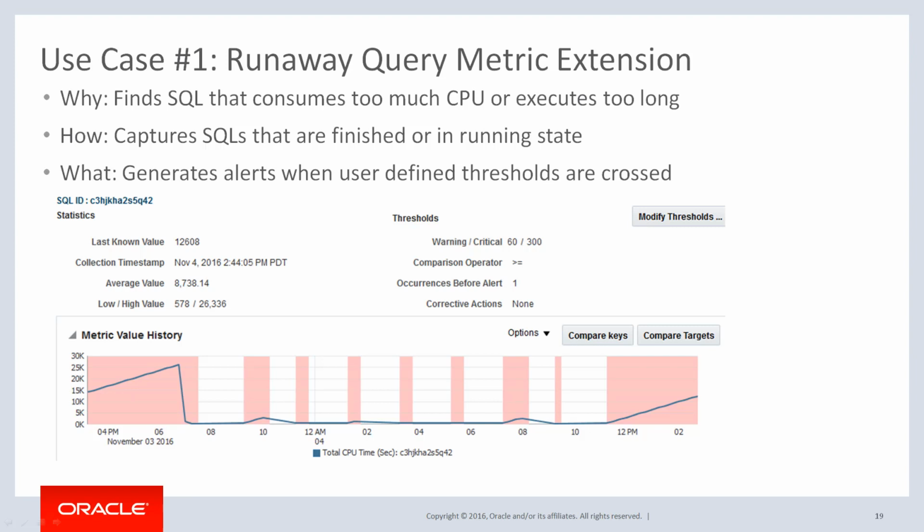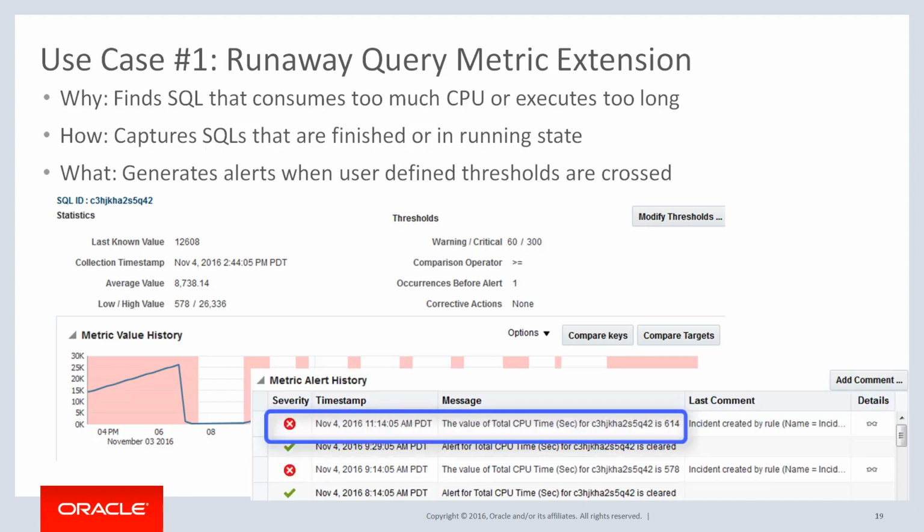In the example below, the critical threshold is 300 seconds. As you can see, alerts were generated when one of the SQL execution time reached 614 seconds. At this point, the next step would be to take the SQL ID generated from the alert and investigate further into the problem.